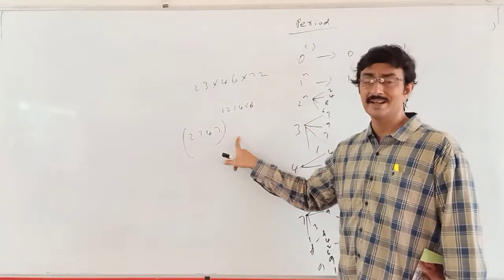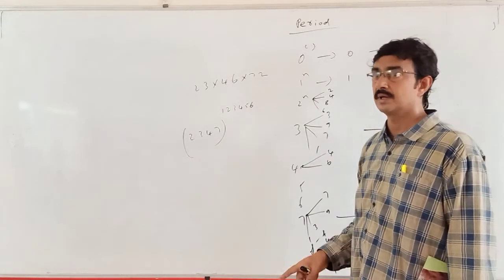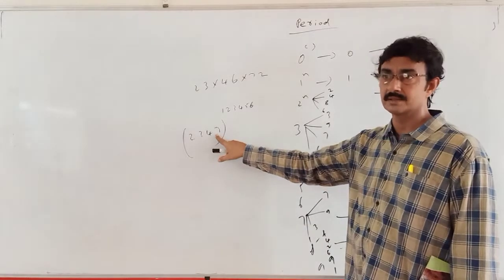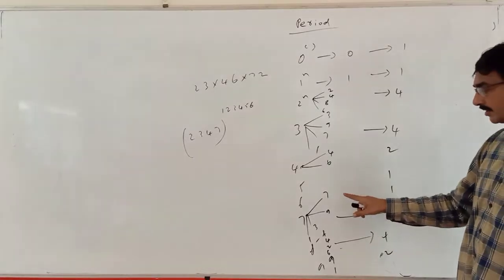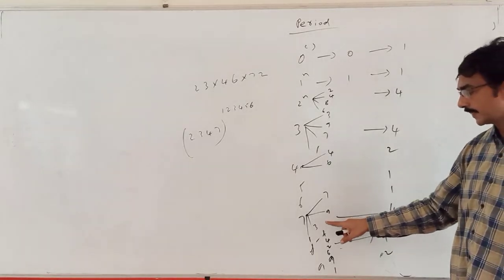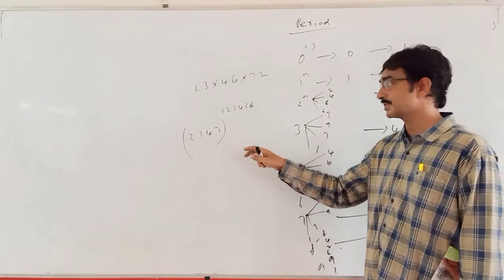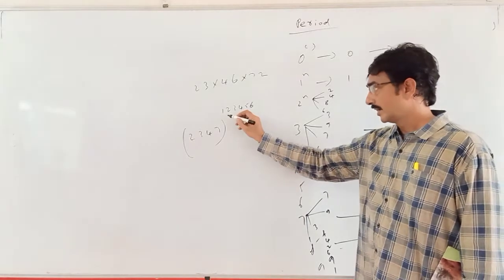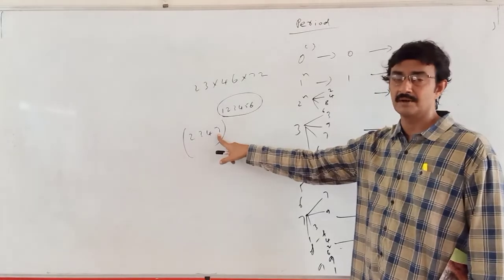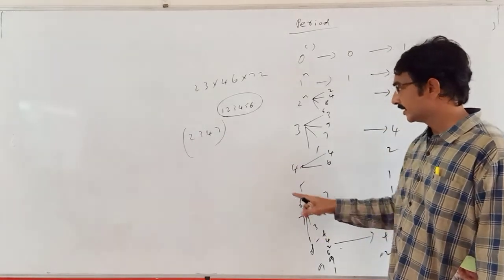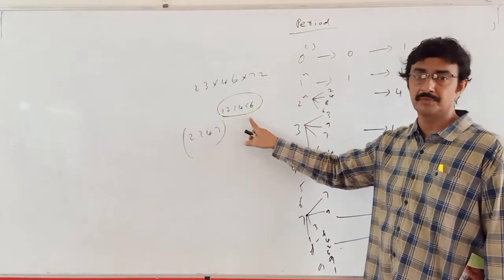See one example. What is the last digit of this number? Take the last digit of the base, 7. What is the period of 7? 4. Divide this power with the period of the last digit of the base. Last digit 7, thus the period is 4. Divide this number with 4.